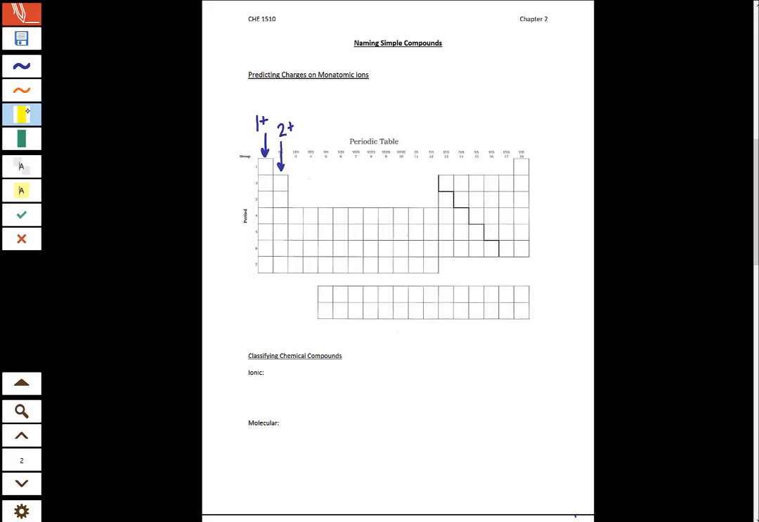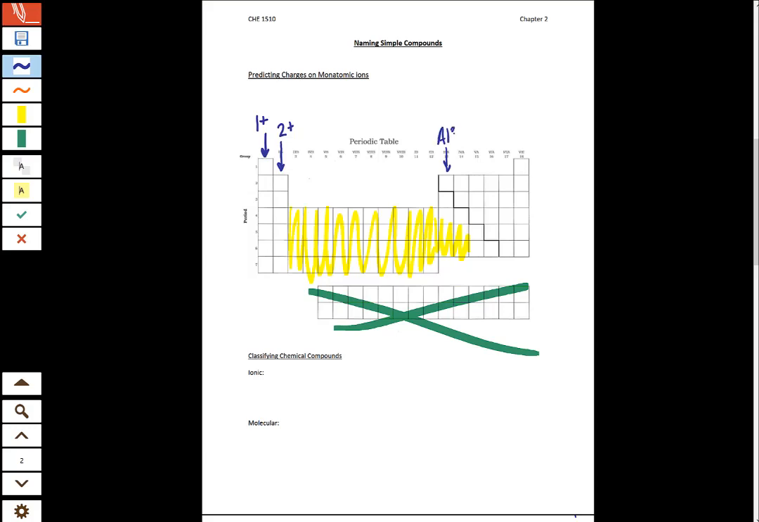The stuff in the middle, all of this, does weird things. Even some of the things over here do weird things. And we don't really care about the lanthanides and actinides because they often are not seen in the ionic compounds that we're concerned with. And then in this column, we really care about aluminum, and aluminum does a 3 plus. Some of the other elements in that column might also do a 3 plus, but they're a little bit rarer, so we're not going to concern ourselves with them.